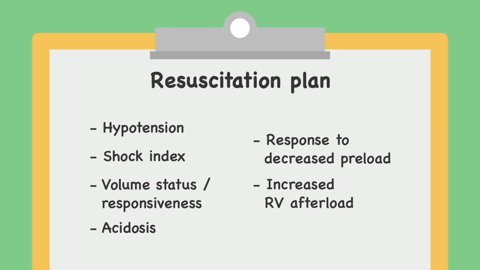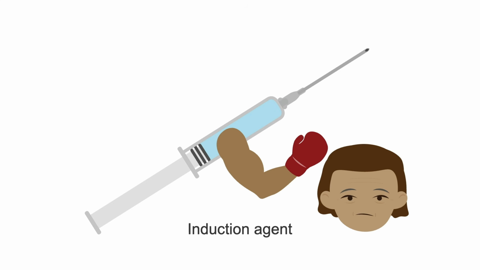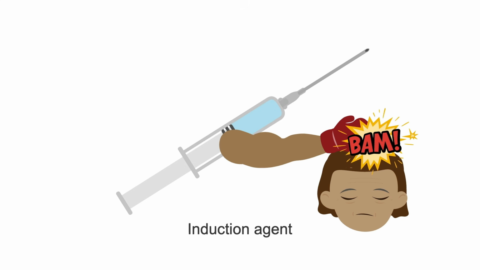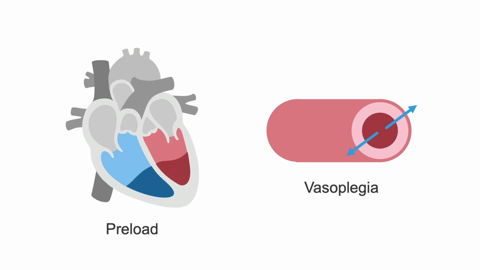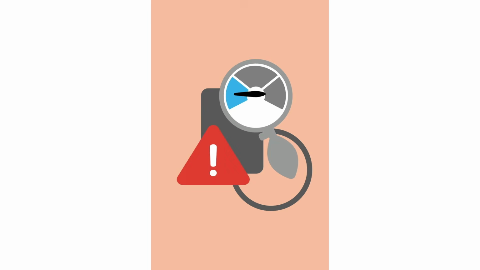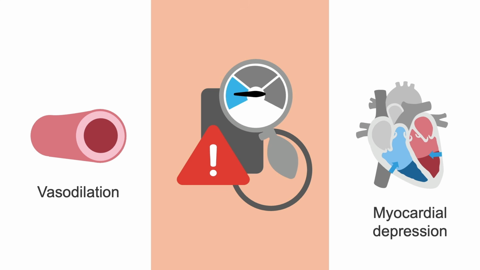Let's look at the next point, response to decreased preload. Induction agents are powerful sedatives used to induce and maintain general anesthesia as part of the intubation process. These agents can affect preload, the volume of blood returning to the heart. To some degree, they can cause vasoplegia, leading to dangerously low blood pressure due to excessive vasodilatation, or myocardial depression, where the heart doesn't pump as effectively.